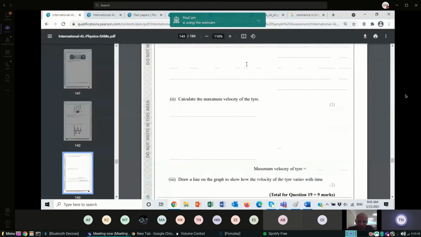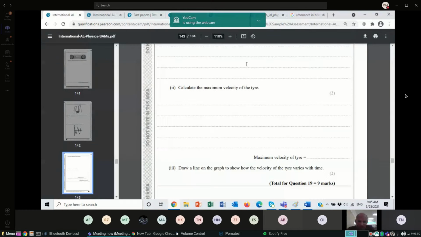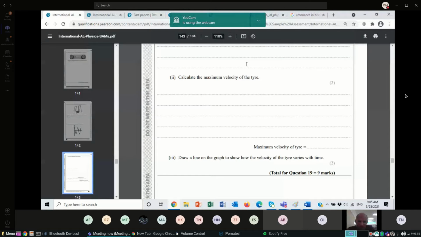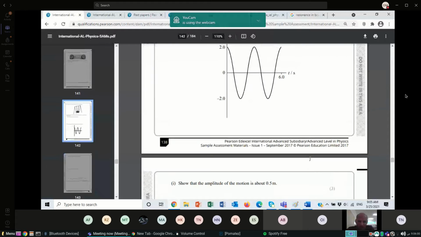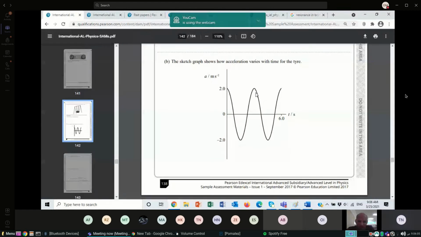Calculate the maximum velocity of the tire. Maximum velocity is equals to plus minus omega A. So you can calculate. Draw a line on the graph to show how the velocity of the tire varies with time. So if the acceleration is given, you can calculate the velocity. So you can draw the velocity time graph, because this is a cosine graph, and you have to go back, right?